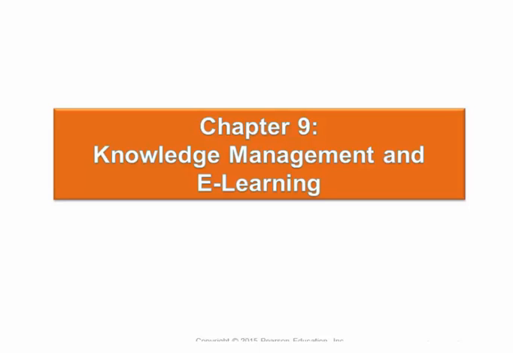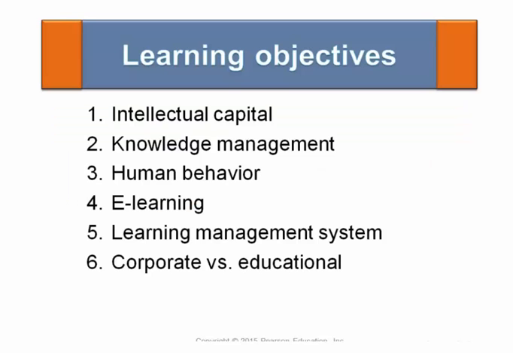We will now cover Chapter 9, Knowledge Management and E-Learning. This chapter explores the nature of intellectual capital and the technologies and processes that help capture, organize, and make best use of it. The material in this chapter will enable you to describe the three types of intellectual capital and show how both explicit and tacit knowledge contribute to intellectual capital.